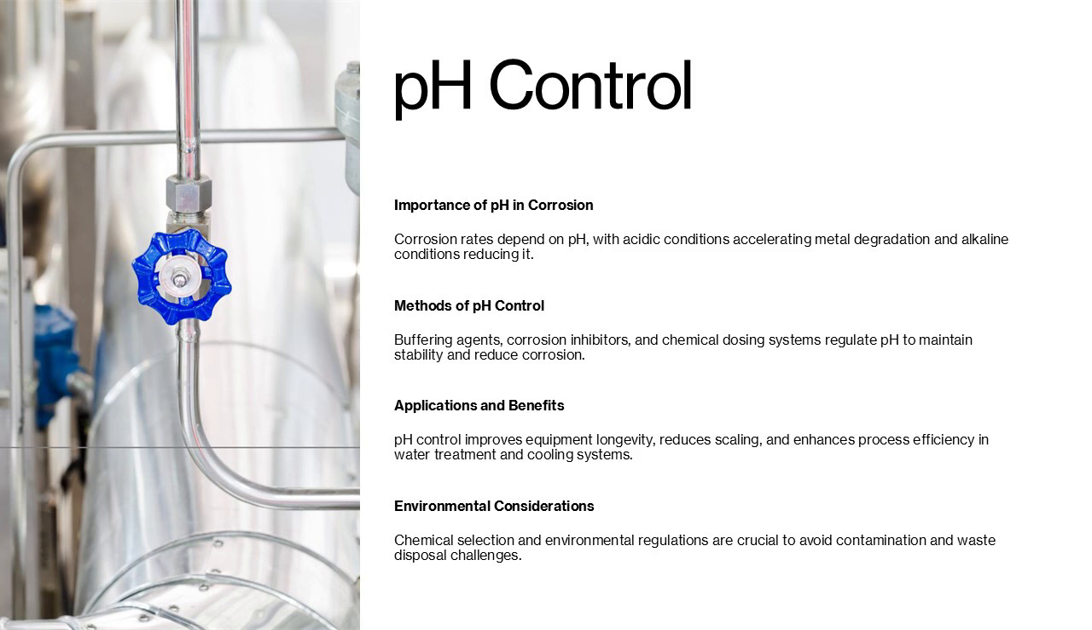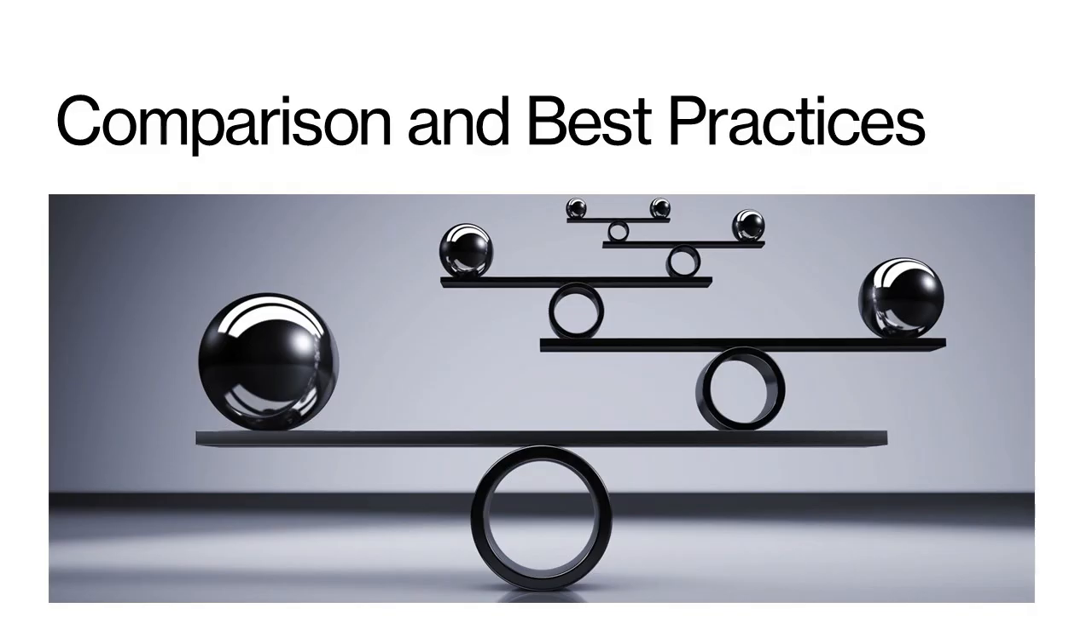Continuous monitoring and automated dosing systems ensure stability and prevent fluctuations that could lead to localized corrosion. The benefits of pH control include improved material performance, reduced scaling and fouling, and enhanced process efficiency. However, it requires careful selection of chemicals and adherence to environmental regulations to avoid secondary issues such as contamination or waste disposal challenges. Comparison of methods, best practices for implementation.